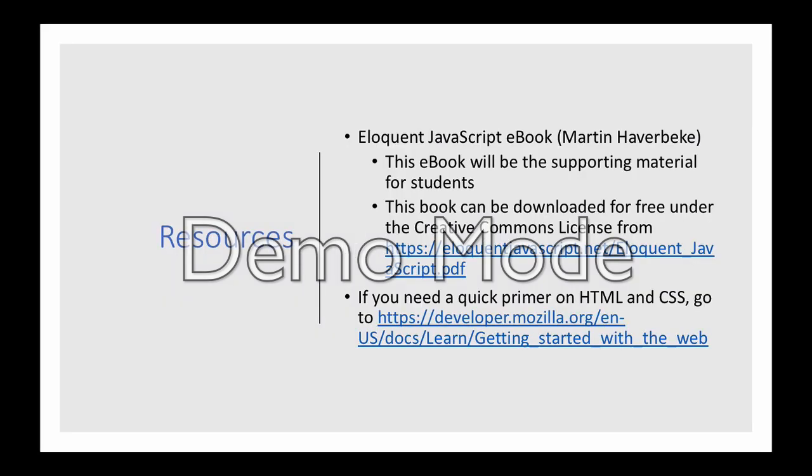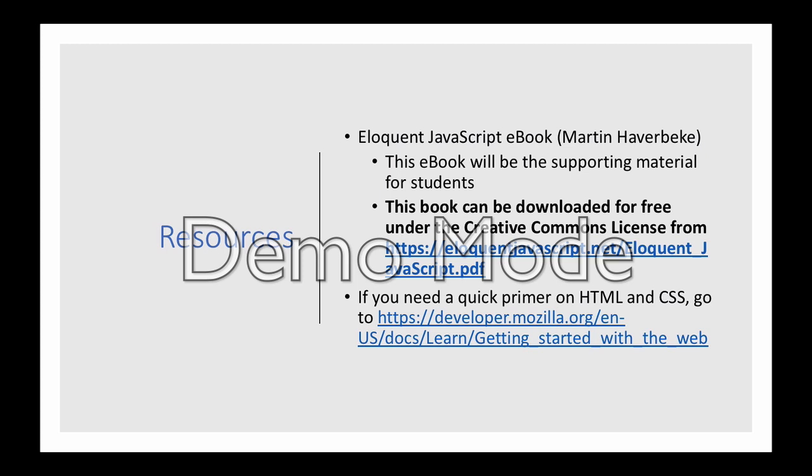There are some useful resources that I have for you. One of the first ones is the Eloquent JavaScript ebook by Marijn Haverbeke. I hope I pronounced that correctly. This ebook will act as supporting material for all students. It can be downloaded for free under the Creative Commons license from https://eloquentjavascript.net/eloquent_javascript.pdf. I believe you can download this for your personal use, but please do check the licensing restrictions on sharing or copying. Also, if you need a quick primer on HTML and CSS, which is a prerequisite for this course, you can go to developer.mozilla.org. There are a lot of free resources to learn HTML and CSS on there.